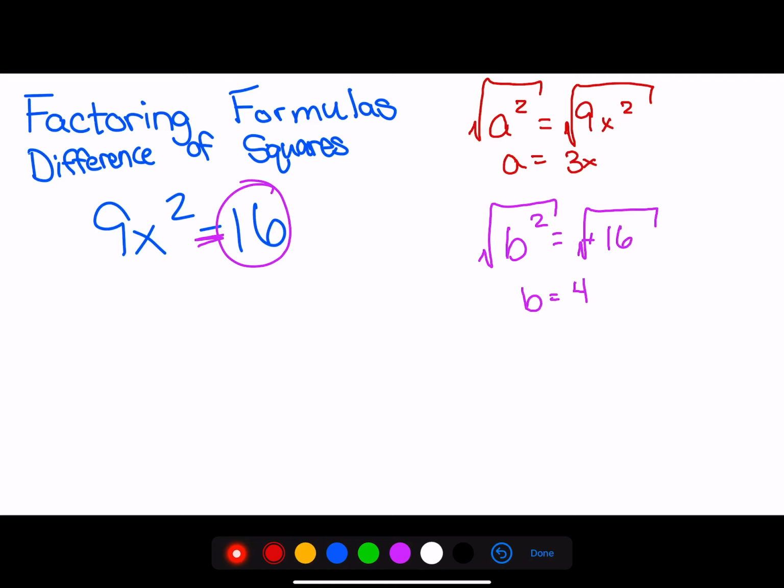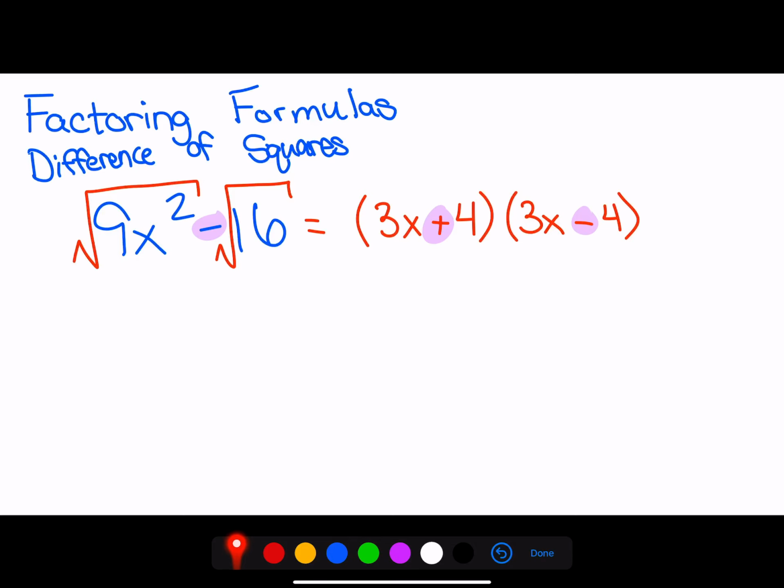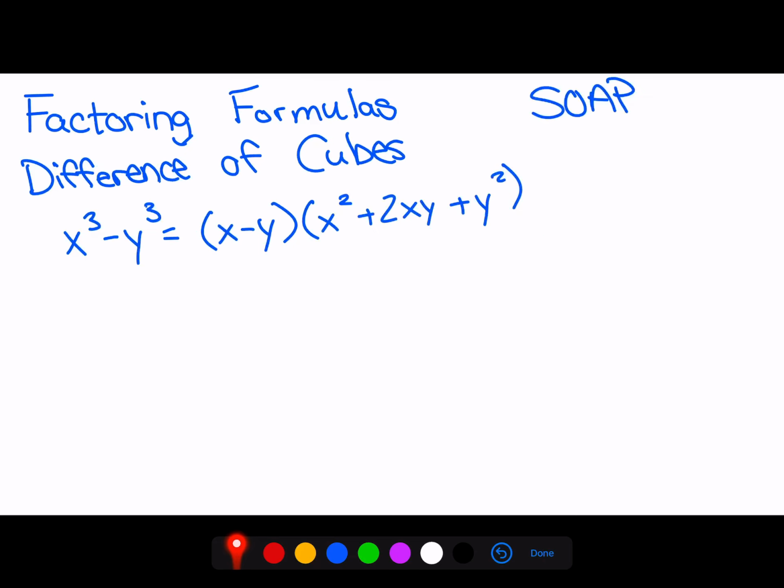So I now have x squared minus y squared is equal to x plus y times x minus y. Well, if I plug in 3x for a and 4 for b, this will give us 3x plus 4 times 3x minus 4. That's our final answer. Again, you can FOIL these out to check your work. Important that we know this, that if it's subtraction in the middle, one's going to be positive, one's going to be negative inside our bubbles. That'll always be the case because we've got to cancel out that middle term. So that's how you do difference of squares.